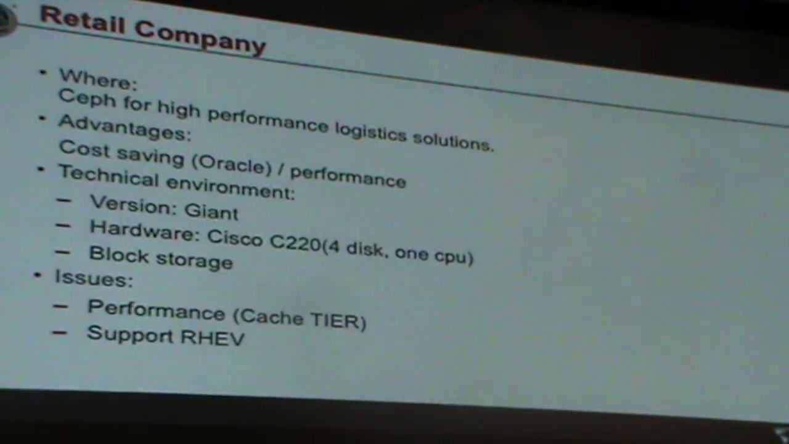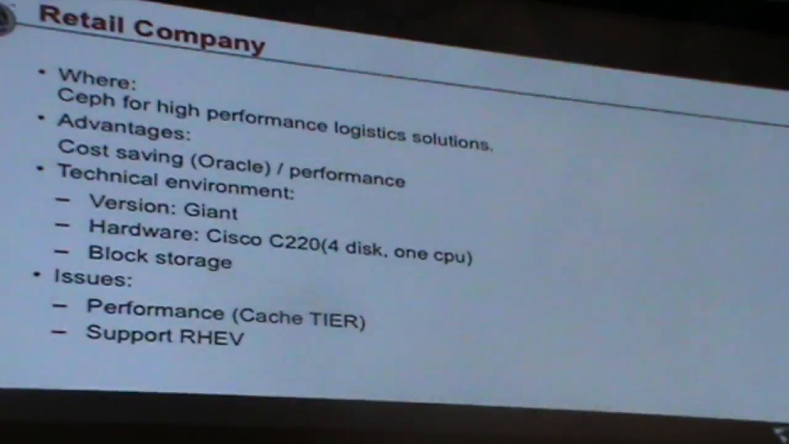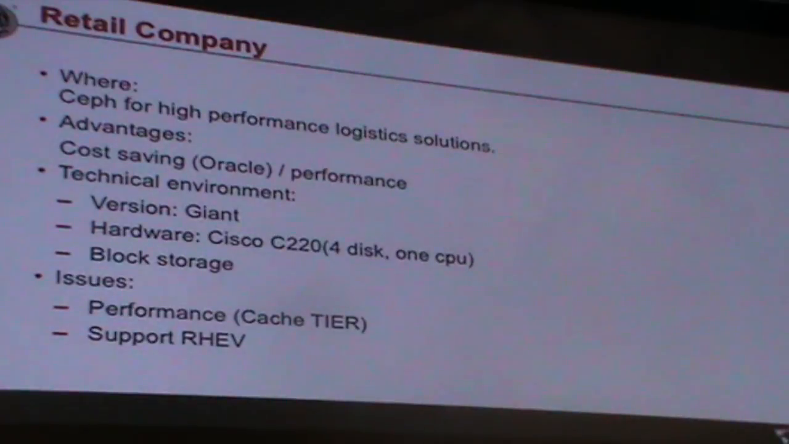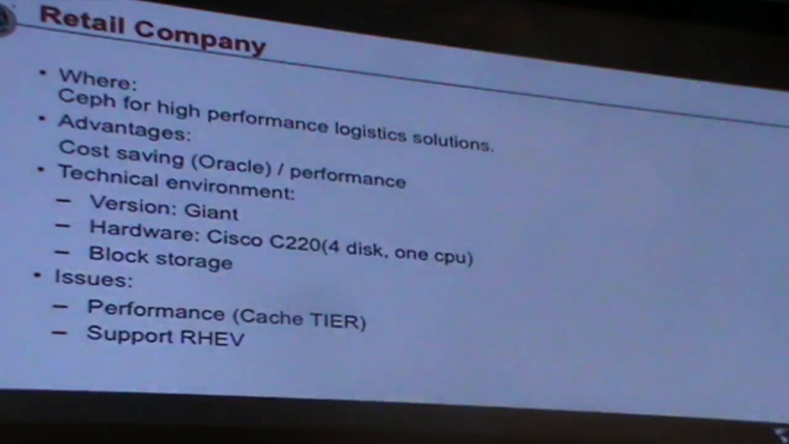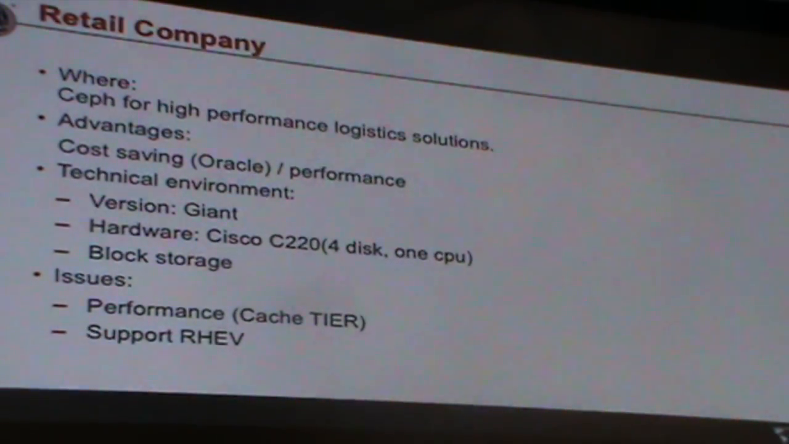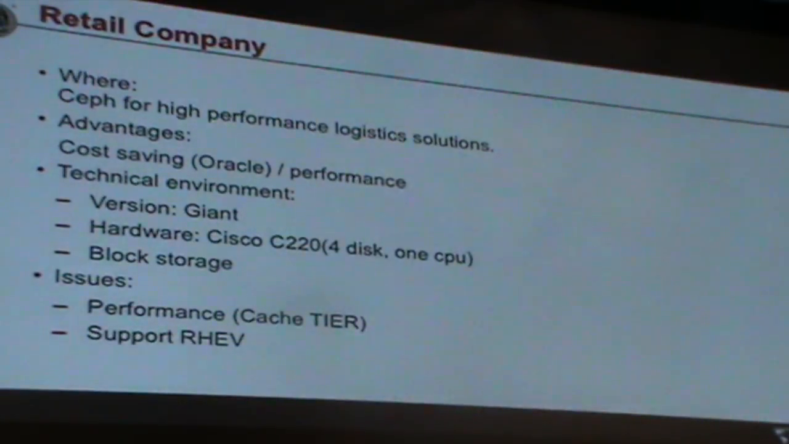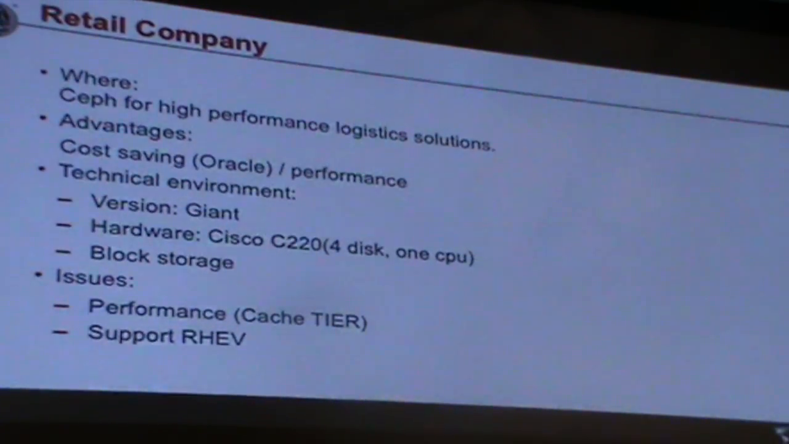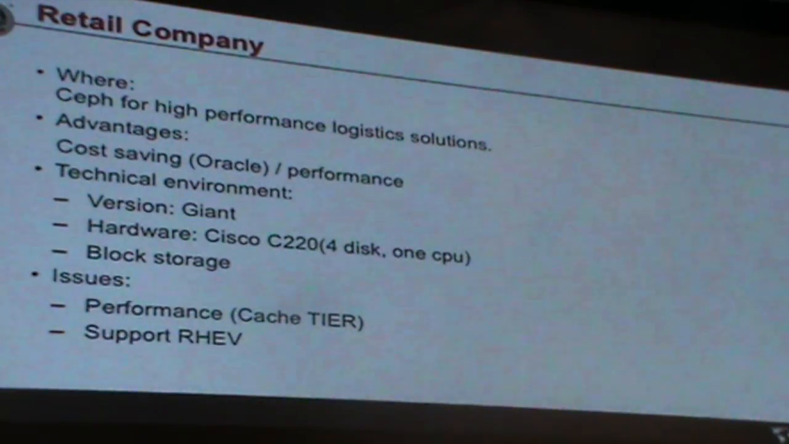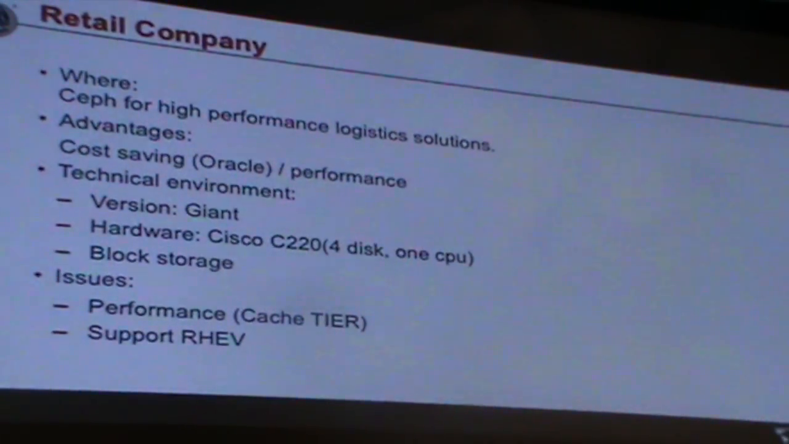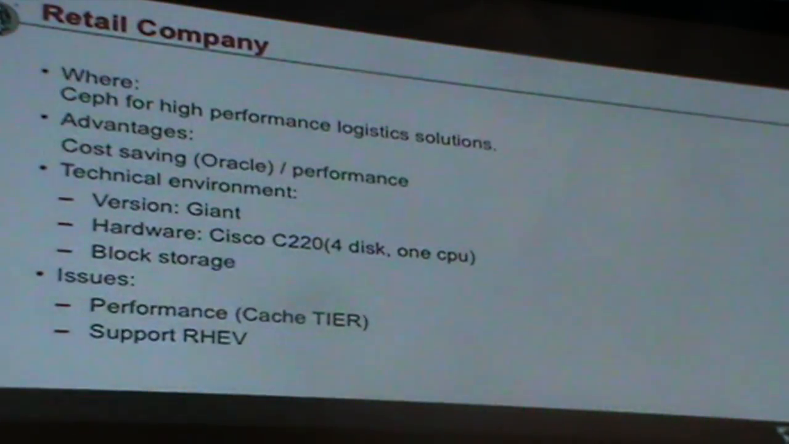We improved the performance by allocating one dedicated cache tier for only the Oracle application. So the Oracle application was using one dedicated cache tier for the Oracle database, and all the other applications were not using the cache tier but using the Ceph backend straight away. In that way, we could avoid applications influencing the Oracle database performance.